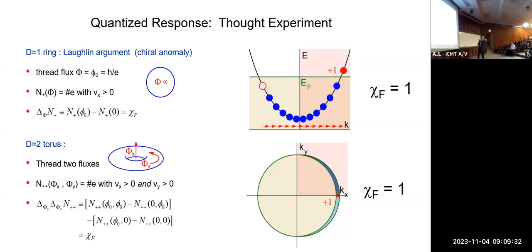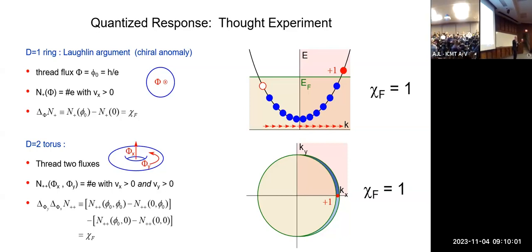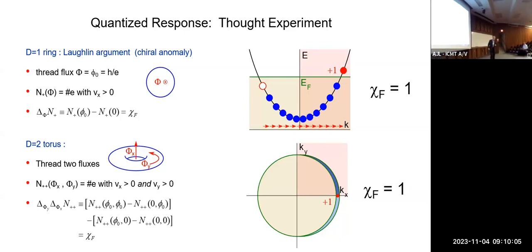Here, what we're talking about is the change in the number of right moving electrons. Okay, and of course, the fact that the number of right moving electrons changes is telling you something deep. It's telling you about the chiral anomaly for the right moving electrons. Okay, it changes because as you thread the flux, there's exactly one electron that sort of changes its mind about whether to move to the right or move to the left. Okay, because the right moving and left moving electrons are connected to each other at this critical point.